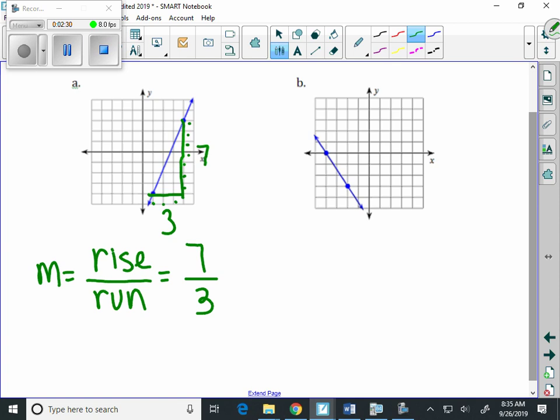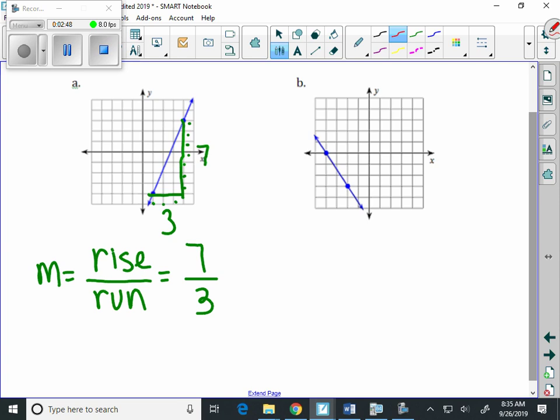The nice thing is when we counted, we went right, and going right is going towards the positive. And we went up, which is also going towards the positive. This is an uphill line, so this is a positive slope on this particular problem.